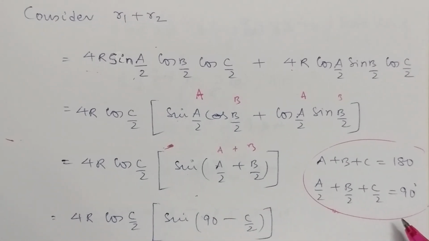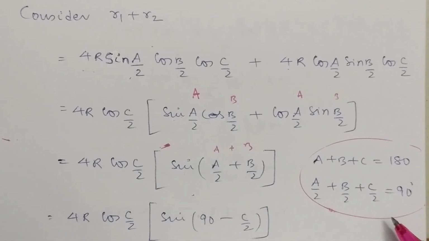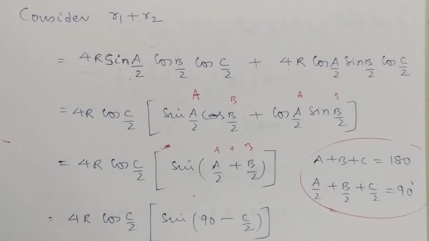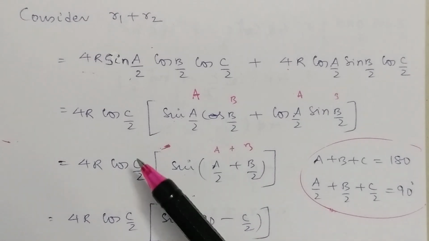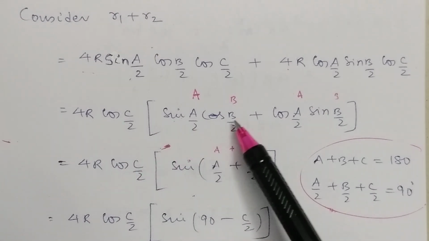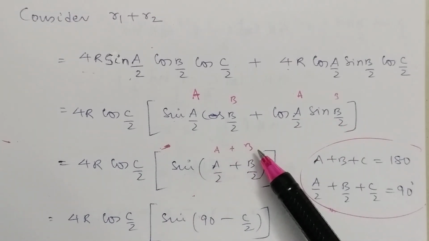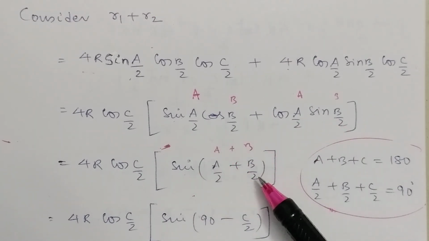Here you should remember the formulas we have discussed in trigonometry up to transformations. We will use them in many of the trigonometric chapters. So, sin A cos B plus cos A sin B is in the form of sin A plus B. A means A by 2, B means B by 2.